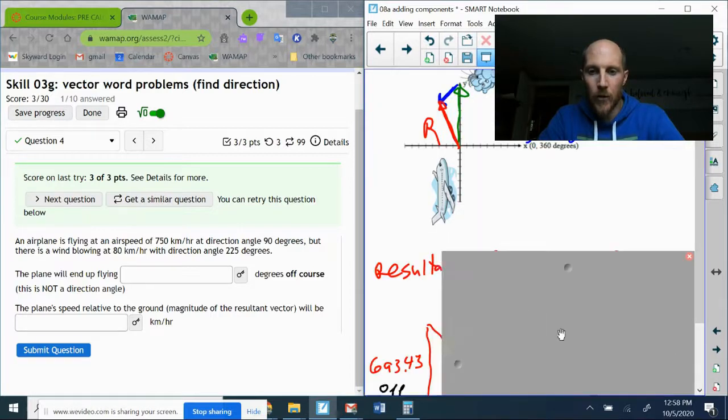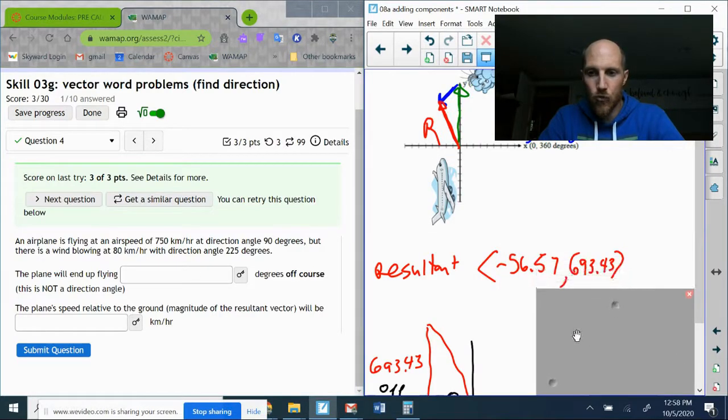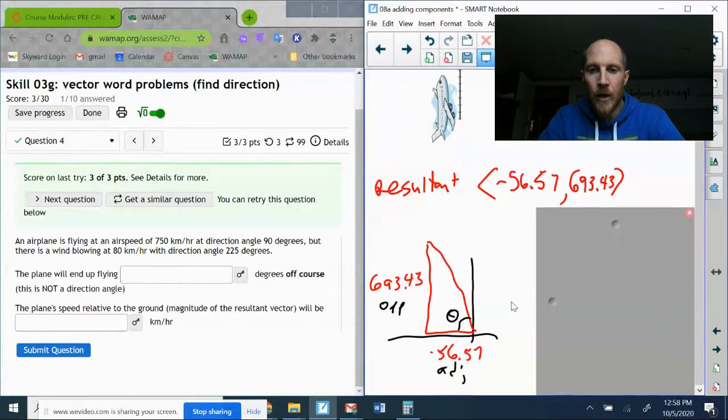The first way I graphed this, let's just focus on the part that is important here. I redrew the graph and wanted to put just the resultant on it. So I did the x component, negative 56 across, and the y component was 693 and some change. And so my resultant shows as an x component and a y component. I drew it this way because I've told you before, always draw the x component first and then the y component. And so I drew it this way.